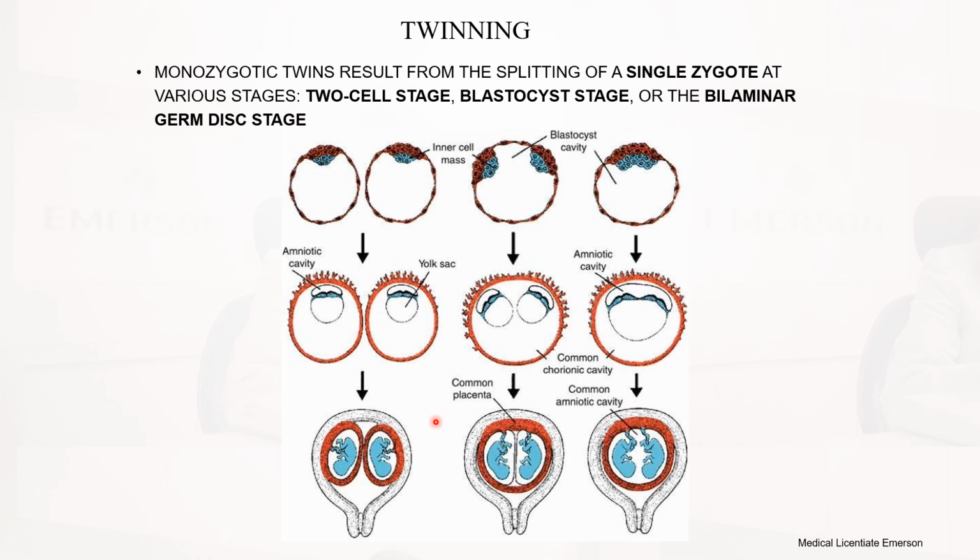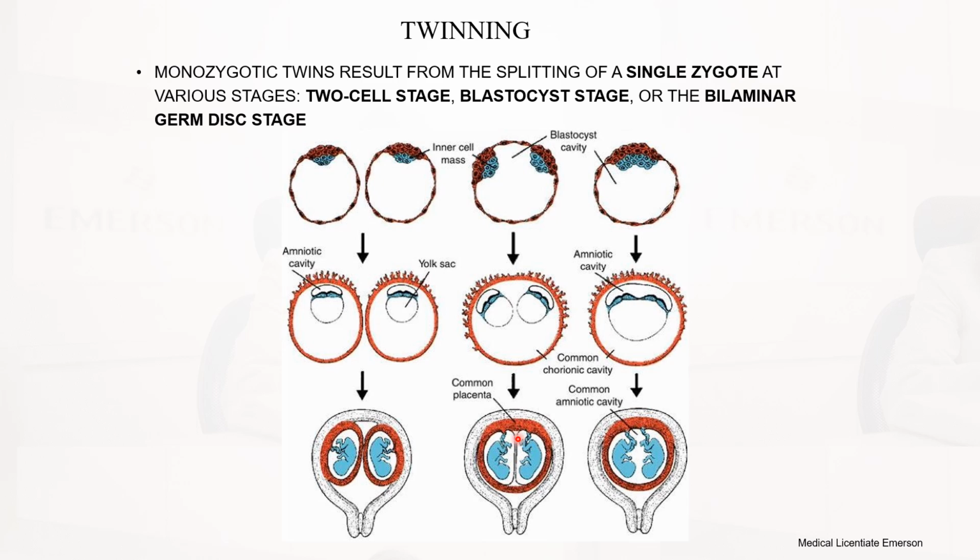We can have the two cells fuse together and they have one common placenta and a chorion. So that one will be called monochorionic. Okay, so this will be monozygotic monochorionic. Then they can also have the common amniotic cavity, meaning they are together in the amniotic cavity. So this one is known as monoamniotic. So this one is a diamniotic, monoamniotic. Okay, hope you have gotten the concept.